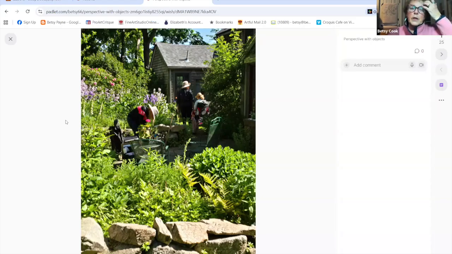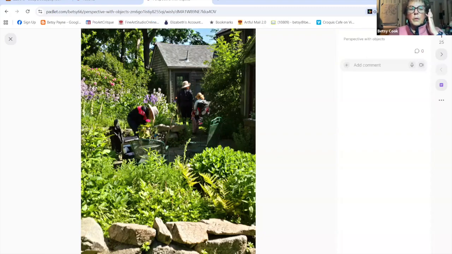Where do you think I'm standing when I took this? On the other side of that rock wall. Yeah, I'm on the other side of this rock wall. Good call, Mary Jane. Okay, so do you think I'm in the middle? Do you think I'm on this side, or do you think I'm on that side? In the middle.